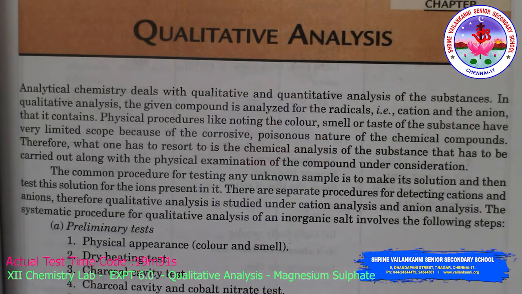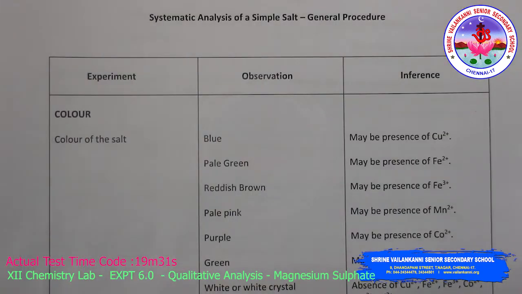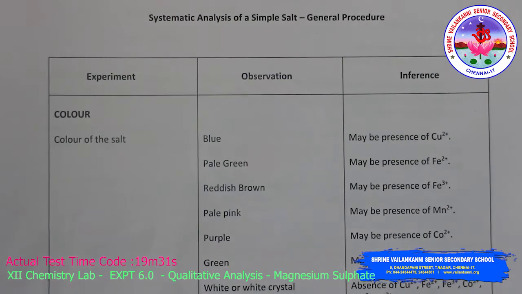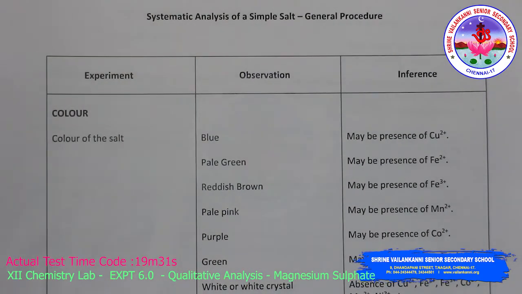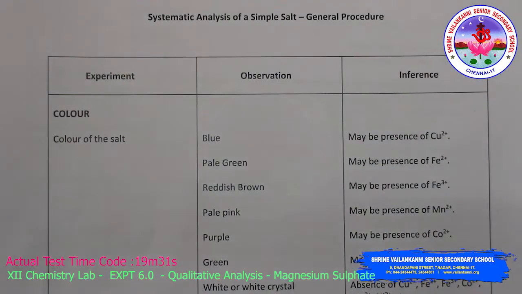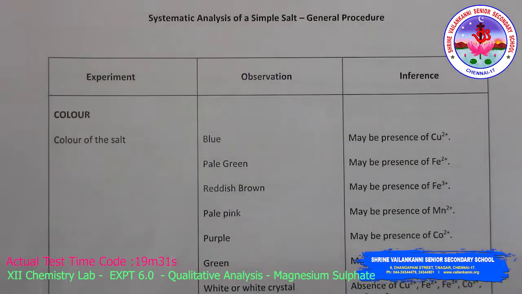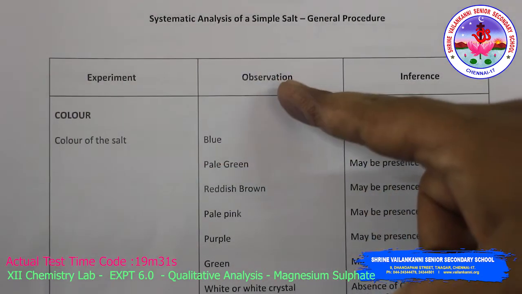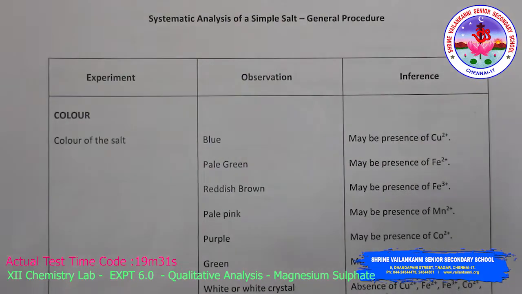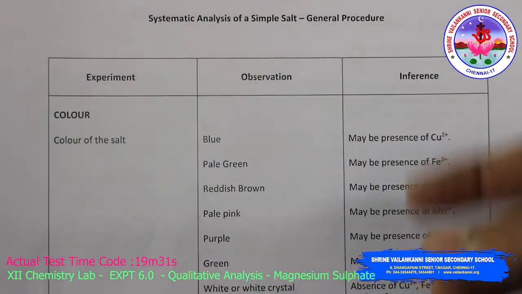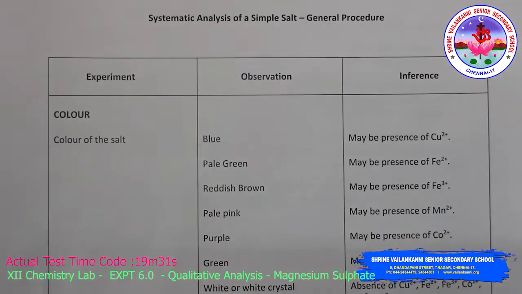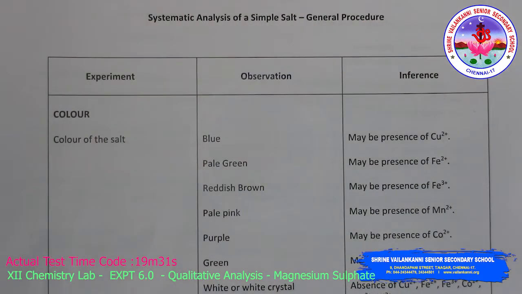Now we will see the general procedure. Now look at the general procedure, the systematic analysis of a simple salt. It has an experiment part, an observation part, and an inference part. You have to prepare three columns: experiment, observation and inference.